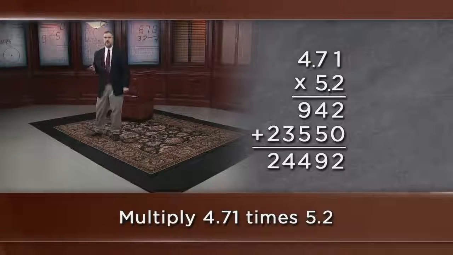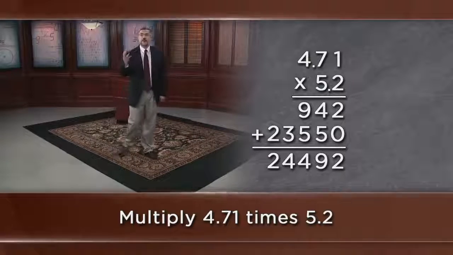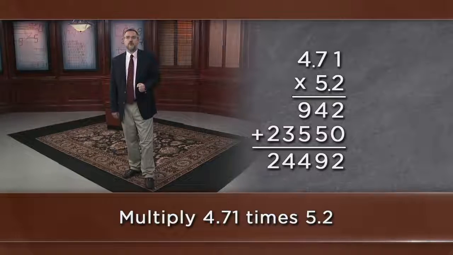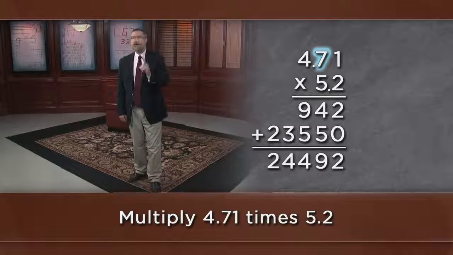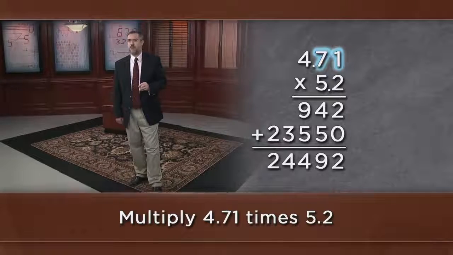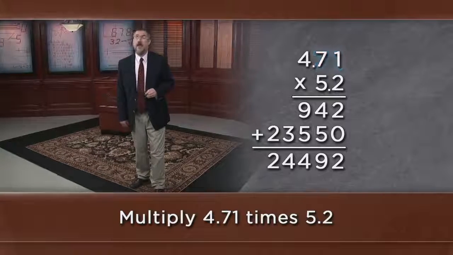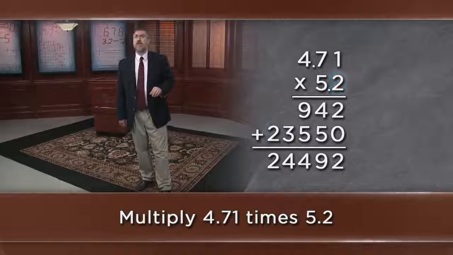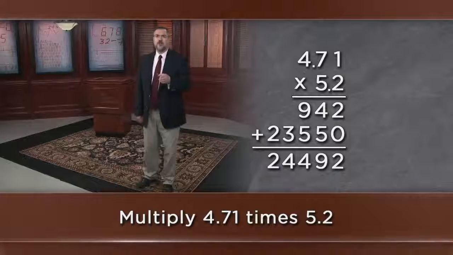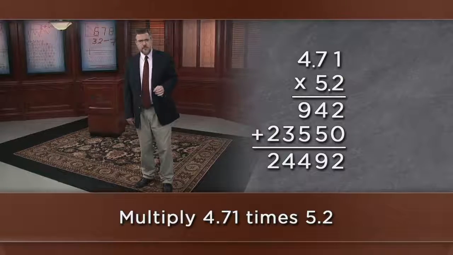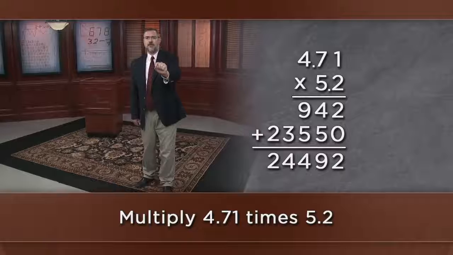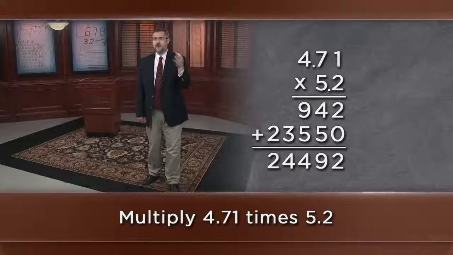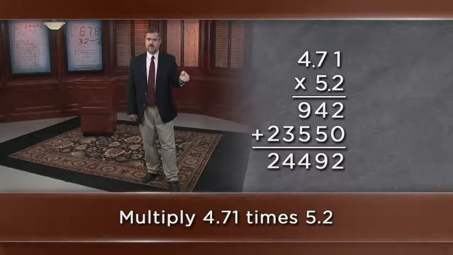Now, notice in the original problem that there were actually 3 digits to the right of the decimal points in the original numbers. There's a 7 and a 1 to the right of the decimal point in 4.71, and there's a 2 to the right of the decimal point in 5.2. So I need to go back to this answer section, 24492, and insert that decimal point exactly where we would make 3 digits of the answer appear to the right of the decimal point.